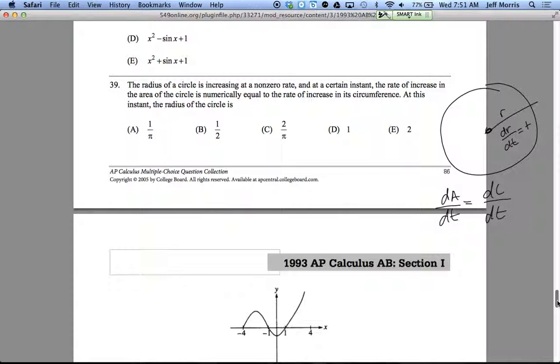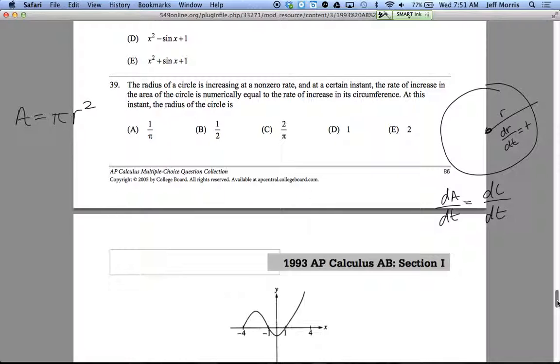This instant, the radius of the circle is... Okay, just point at each one. D. There you go. All right, let's start with the area formula. Let's start with A equals pi r squared. Let's see what happens. Oh, I got it. Here we go. This is cool.